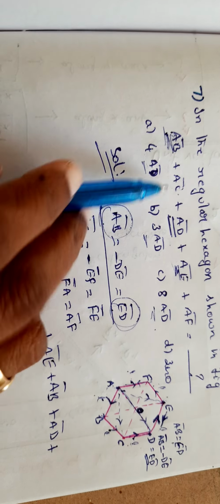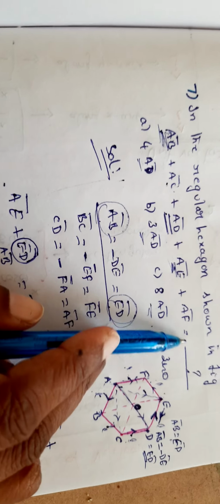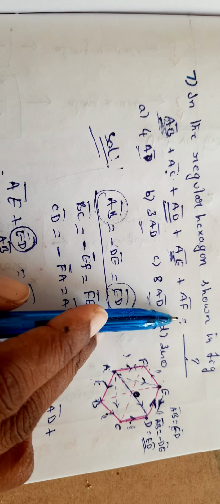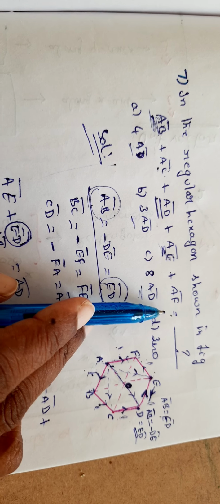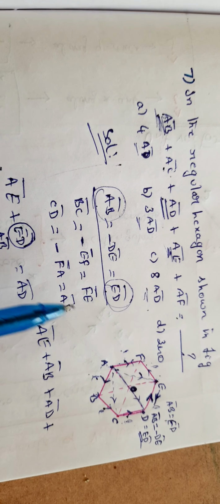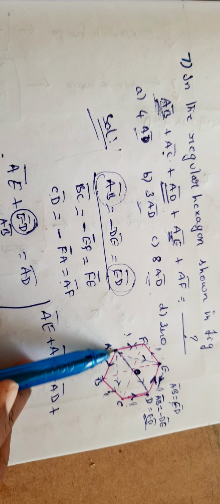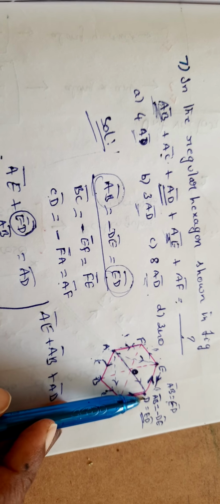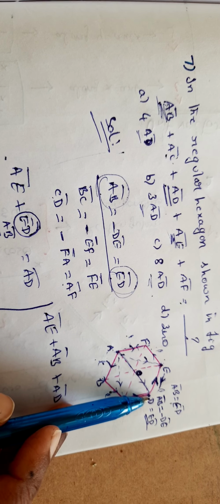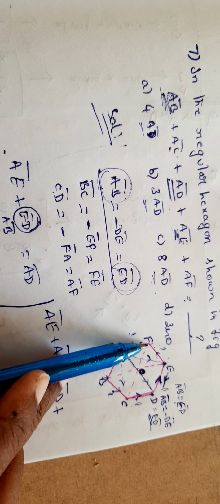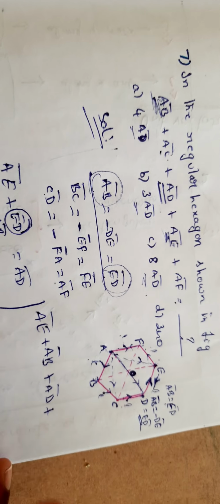And now observe the other one: AC bar and AF bar. But what is AF equal to? AF is equal to CD bar. Right. Now AC bar plus CD bar is equal to AD bar. That means AC bar plus AF bar is equal to AD bar.